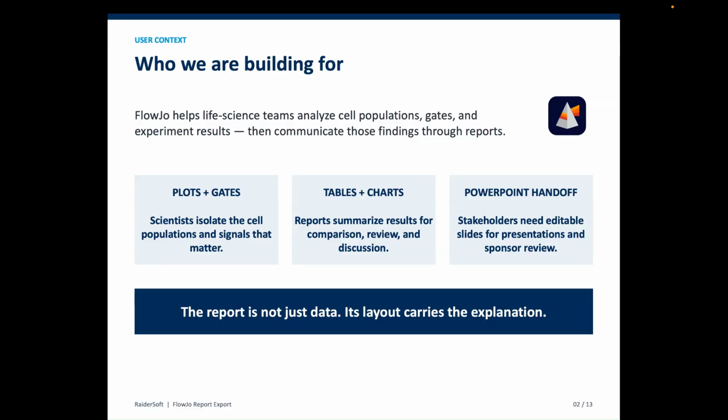FlowJo is a software platform used by scientists to analyze flow cytometry data. In simple terms, flow cytometry is a technique that measures the characteristics of thousands of individual cells, helping researchers identify populations, detect biological signals, and evaluate experimental results. Researchers use FlowJo to interpret that data and create reports that communicate their findings. Those reports are often shared with stakeholders who don't work directly in FlowJo. Instead, they rely on PowerPoint presentations for reviews, discussions, and decision-making.